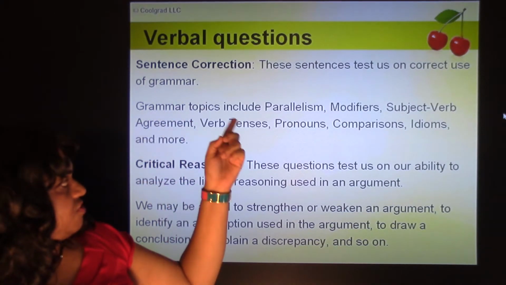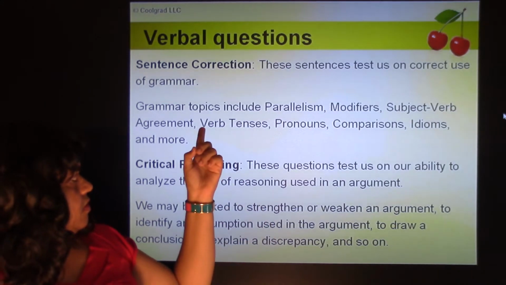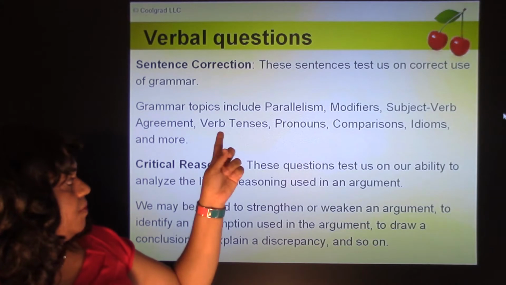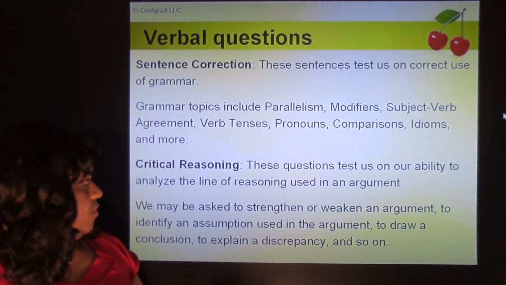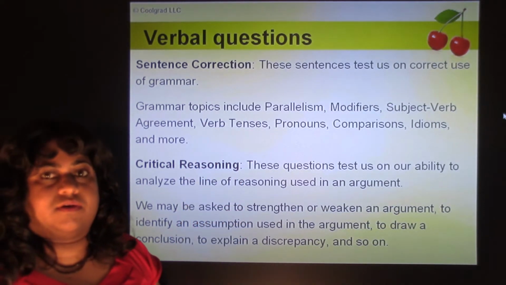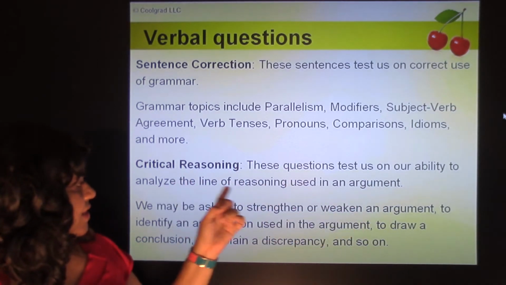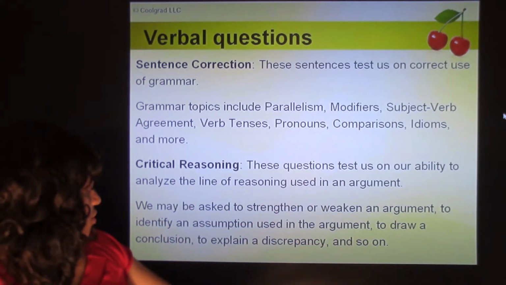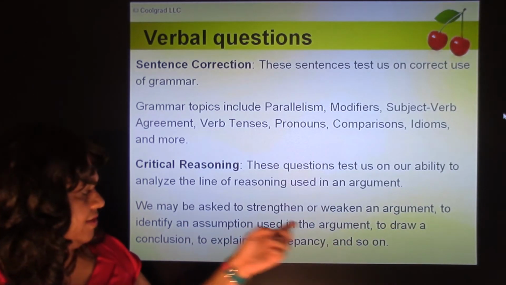Verbal questions, sentence correction. These sentences test us on the correct use of grammar, mostly. Grammar topics include parallelism, modifiers, subject-verb agreement, verb tenses, pronouns, comparisons, idioms, and more. I have videos about all these, and you can go over the examples. Critical reasoning. These questions test us on our ability to analyze the line of reasoning used in an argument. We may be asked to strengthen or weaken an argument, to identify an assumption used in the argument, or draw a conclusion, to explain a discrepancy, and so on.